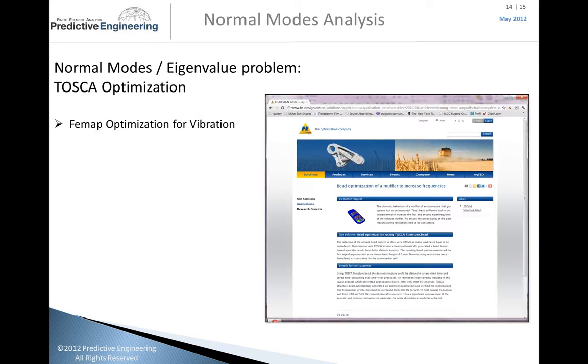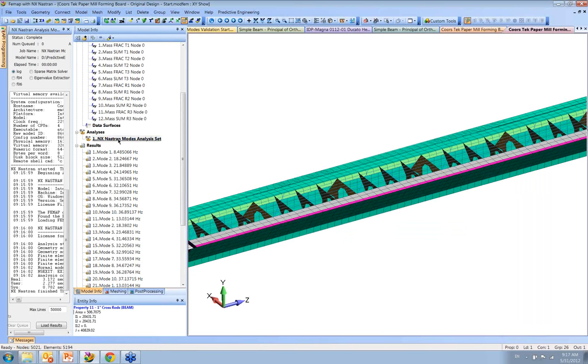Okay. But saying that, occasionally, you know, there's structures that do work for optimization. There's lots of little examples. This is the optimization program inside Femap, Tosca Optimization. And this is sitting around, and you guys, I'm sure, have seen this.